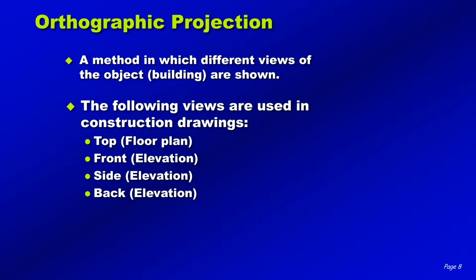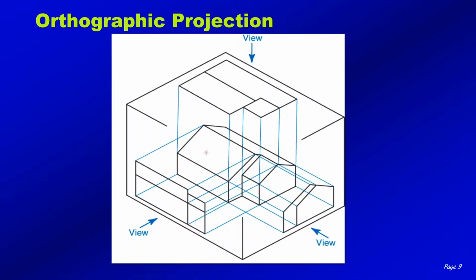Orthographic projection, I think it's interesting to understand kind of how that is actually pulled together. That's by looking at the top, front, side, back, and cutting sections through a building. If you look at this house right here, this simple house shape, you'll see how it's projected out, coming out this way here, out this way here.